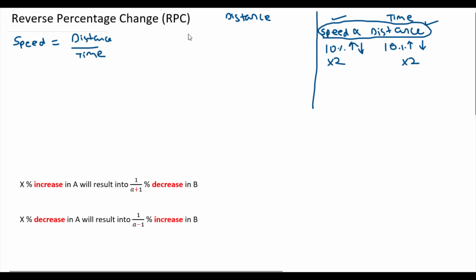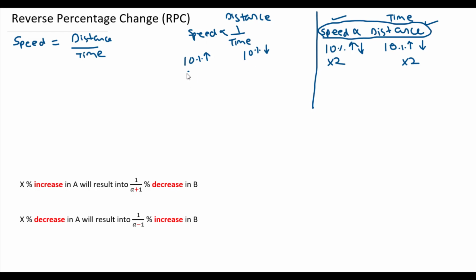But what happens in case of indirect proportionality? When distance remains constant, speed will be inversely proportional to time. So if your speed increases by 10%, will your time decrease by 10%? No, your time will decrease for sure, because they are inversely proportional. If speed is increasing, your time will decrease. But will it decrease by 10%? No. Why does this happen? Because they are inversely proportional.